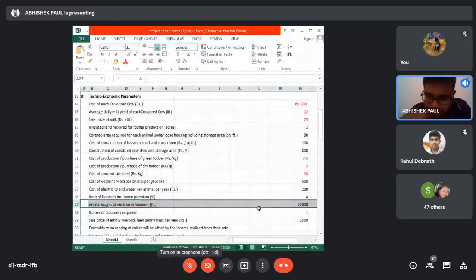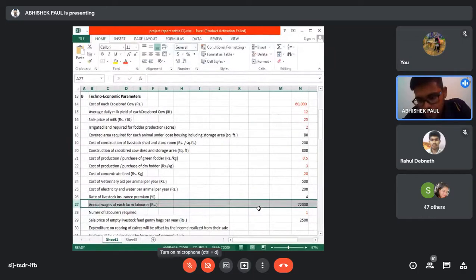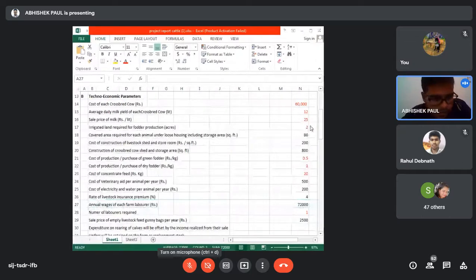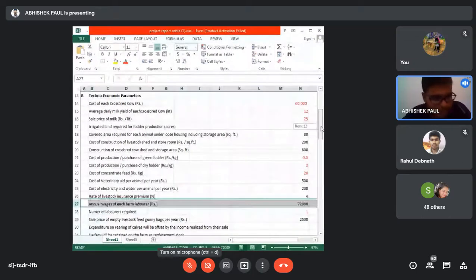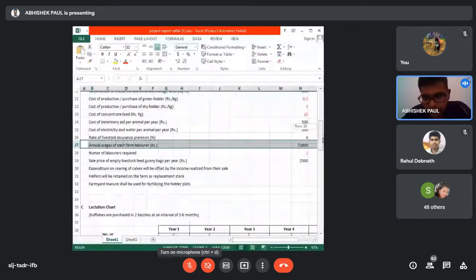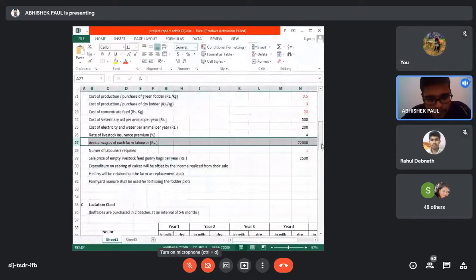6,000 is very less nowadays, but you can assume based on your own assumption. Suppose 12,000. If you want to pay 12,000 rupees to that worker, then it will be 12,000 into 12 months, so it will come to 1,44,000 rupees per year. Then this is about the different fixed and variable costs.